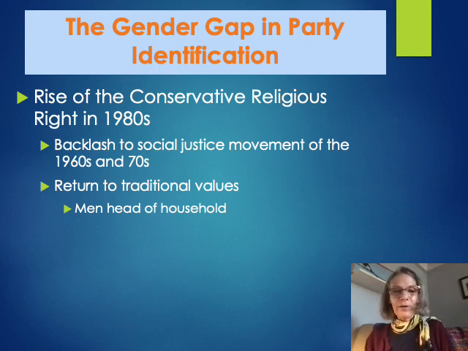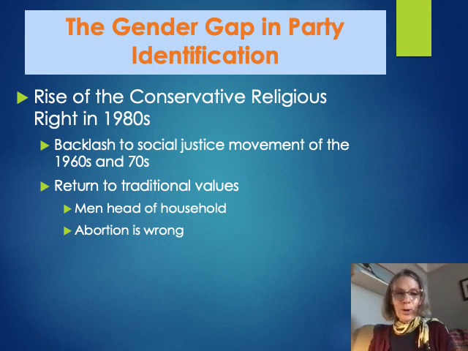So traditional values such as men are the head of households and women should play their natural role as caretaker and tender of the house. Roe v. Wade, the right to have an abortion, 1972. There's a big movement starting in the 1970s and 80s to say that abortion is a sin, it's immoral, it's wrong, and should be illegal. Also, that homosexuality is a sin, it's against the Bible, etc.